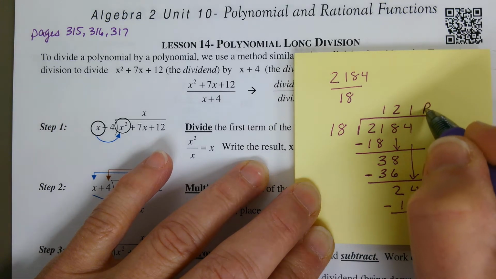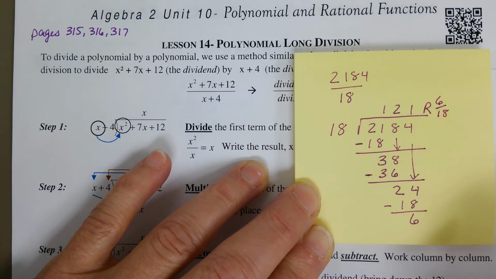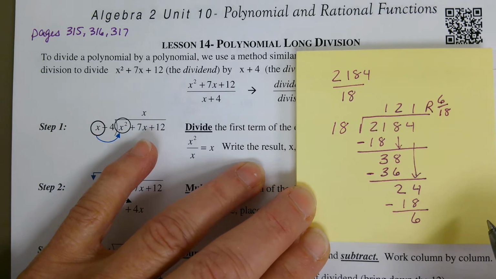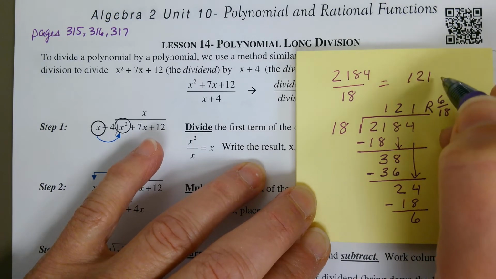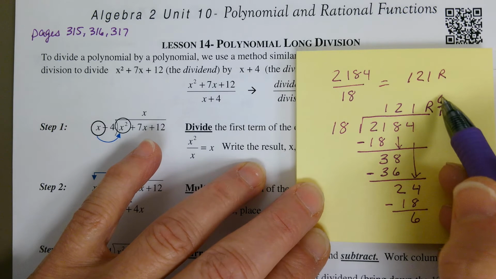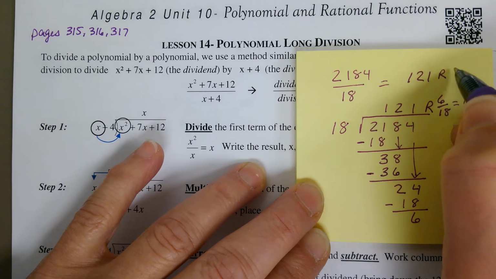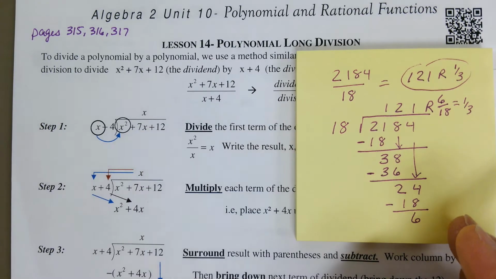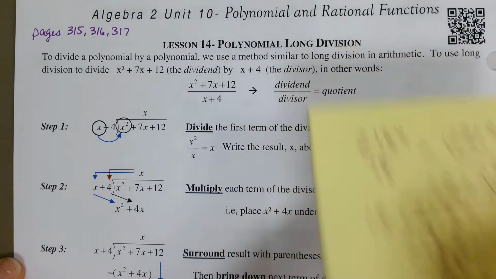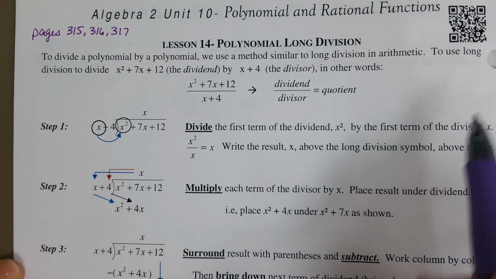So we can write this as a remainder of 6 over the divisor, 18. So our answer is 121 with a remainder of 6 over 18, which we could reduce to 1/3. So we want to do something similar when we have a polynomial being divided by a polynomial.